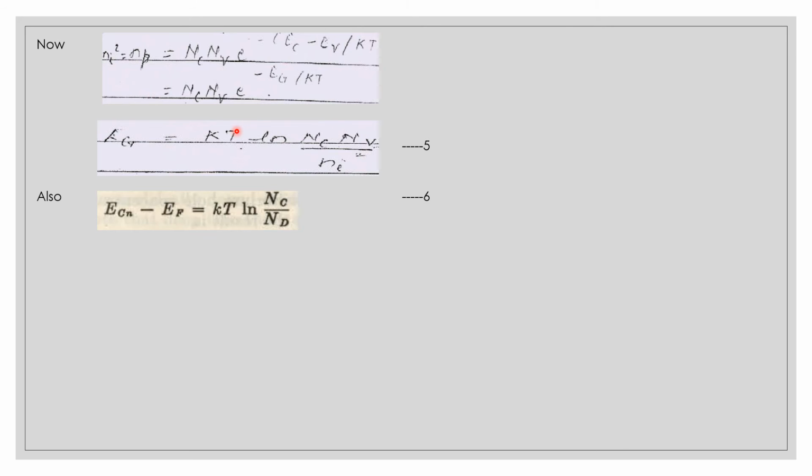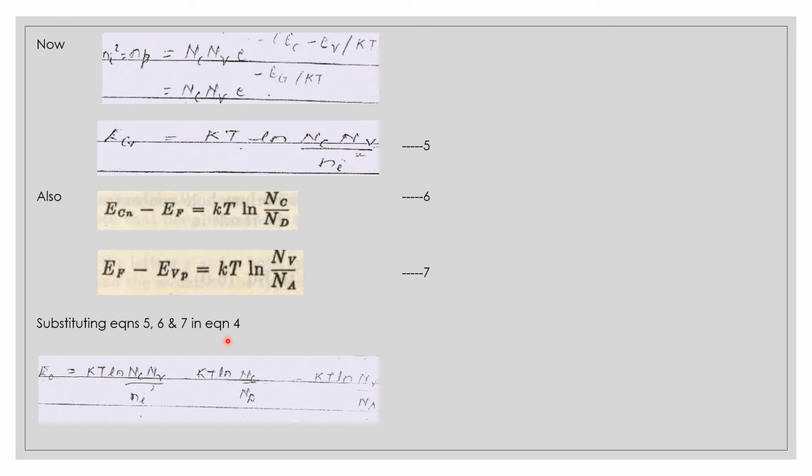Equation 5. Also ECN minus EF is equal to kT into ln NC by ND. This gives a position of EF for an N-type semiconductor. Equation 6. Same way the position of Fermi level for a P-type semiconductor is given as EF minus EVP is equal to kT into ln NV upon NA. Equation 7. So all these equations 5, 6, 7 we will substitute in equation 4 and we get this E0.